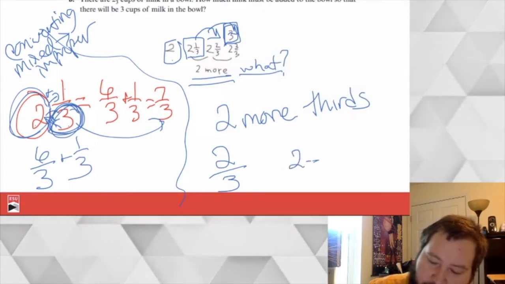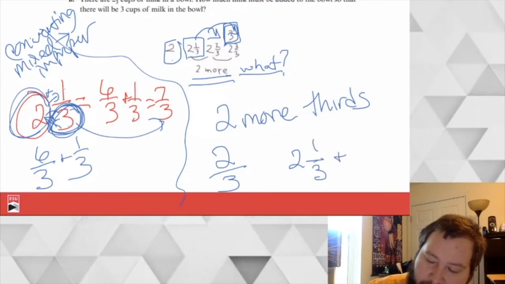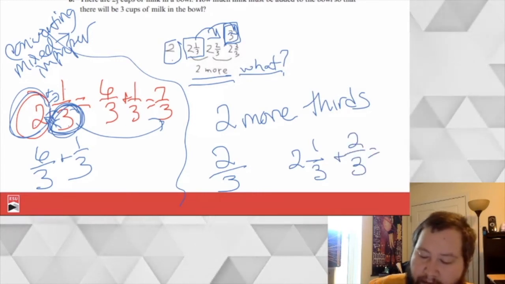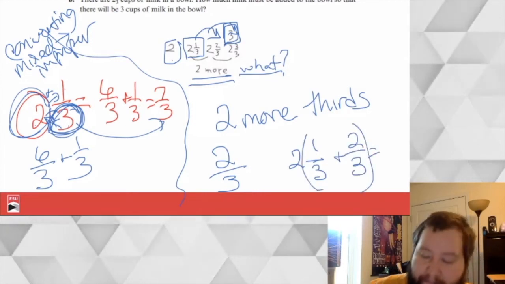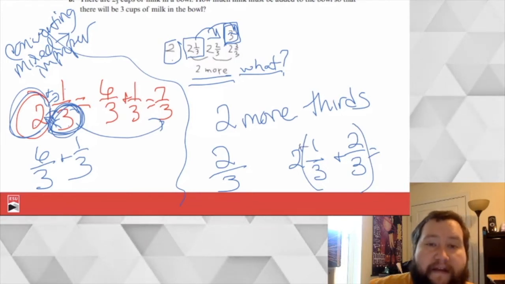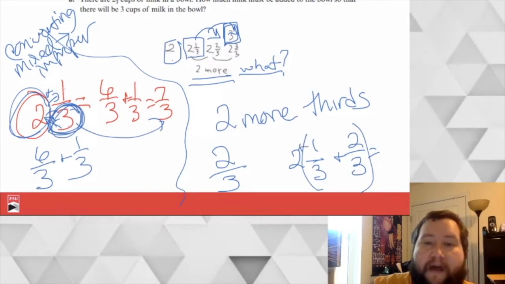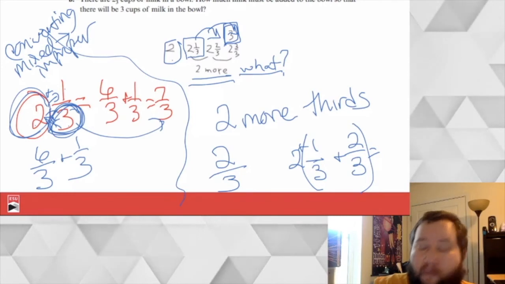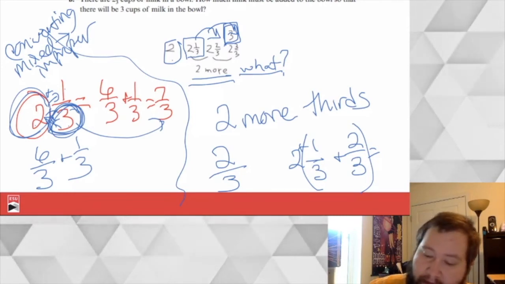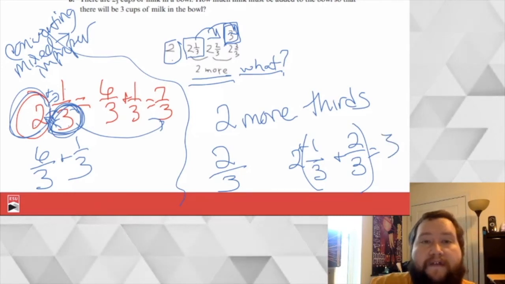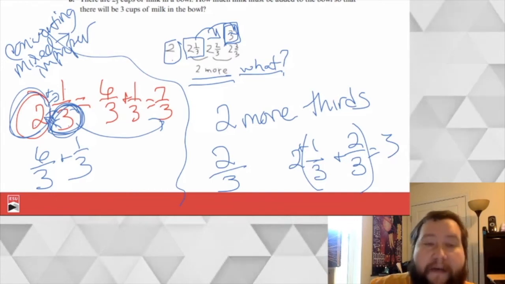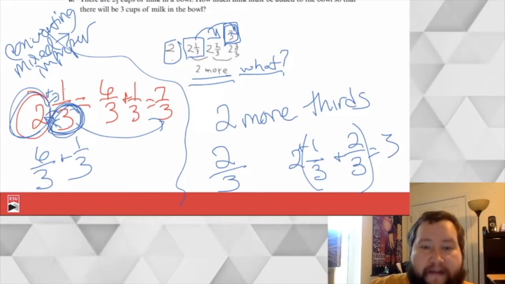So 2 and a third plus 2 thirds. If I look just at my fractional parts, don't forget there's a plus sign there, not a multiply. 1/3 and 2/3 is 3/3, or 1 and 2 plus 1 is in fact 3. So they were on the right track, but it's not 2 more cups. We have to pay attention to the size of our parts.